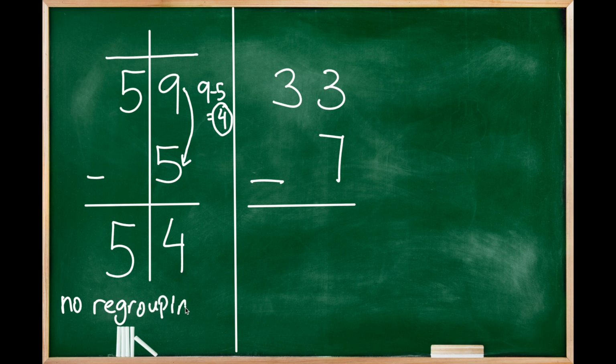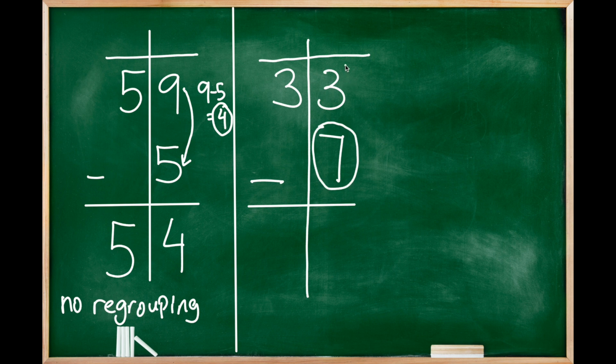So when do we do regrouping? Regrouping happens when, we use the same rule here, we separate the place values and we check the ones place digit. If the bottom number is bigger than the top number, then we cannot subtract because we cannot take away 7 from 3. That's why the top number should be bigger. So how can we make this bigger? That is the trick we need to do.